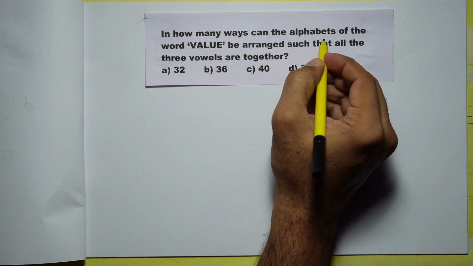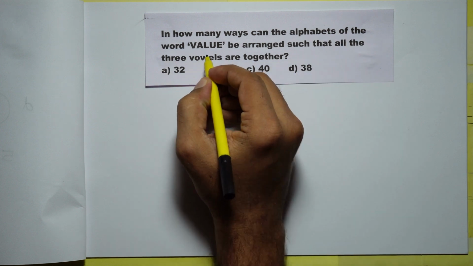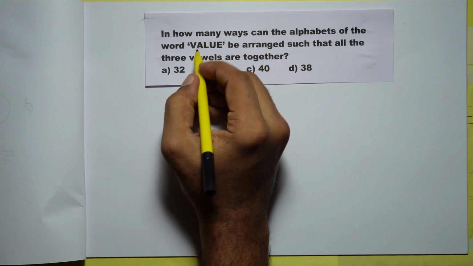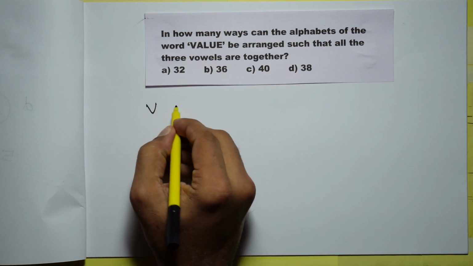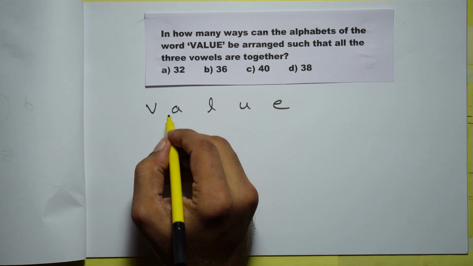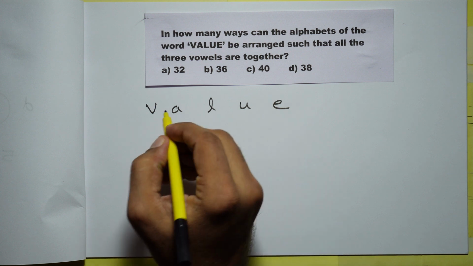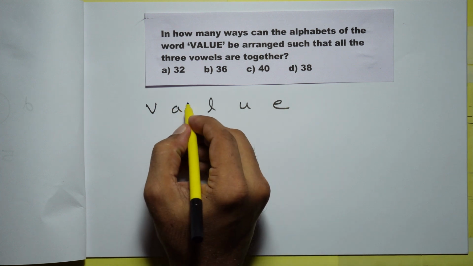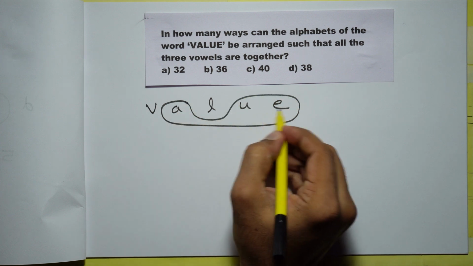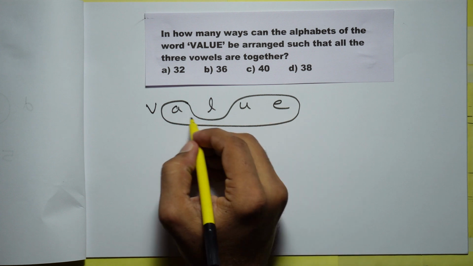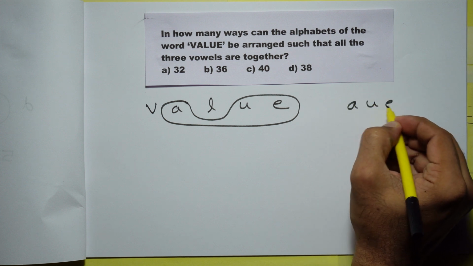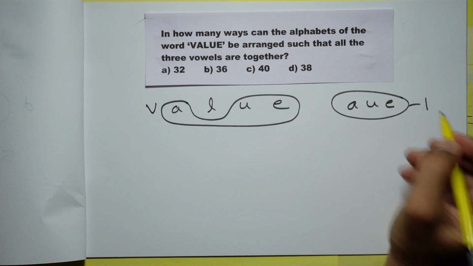In how many ways can the alphabets of the word VALUE be arranged such that all the three vowels are together? So you have the word VALUE, that is V, A, L, U, and E. How many arrangements are there such that the three vowels are together? That is, the three vowels are together means you bring them together and treat them as one alphabet. If you do that, then the three vowels will always be together. That is, the vowels are A, U, and E. Bring them together and treat them as one.